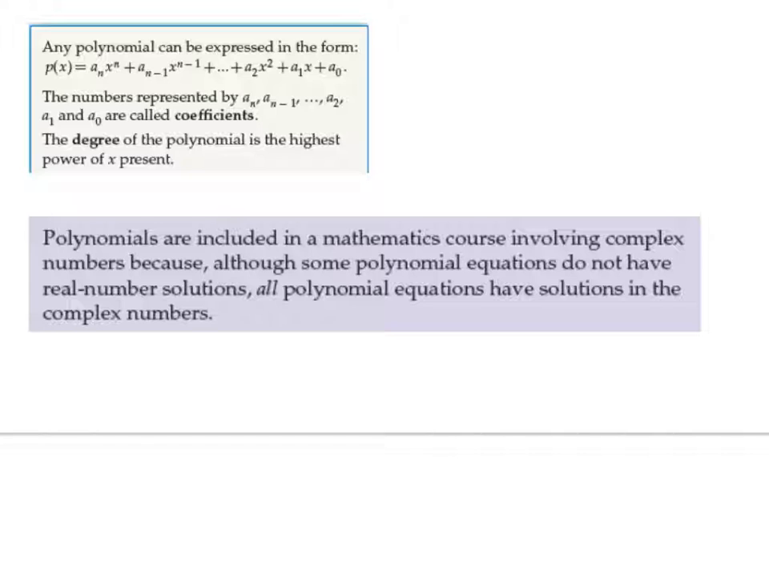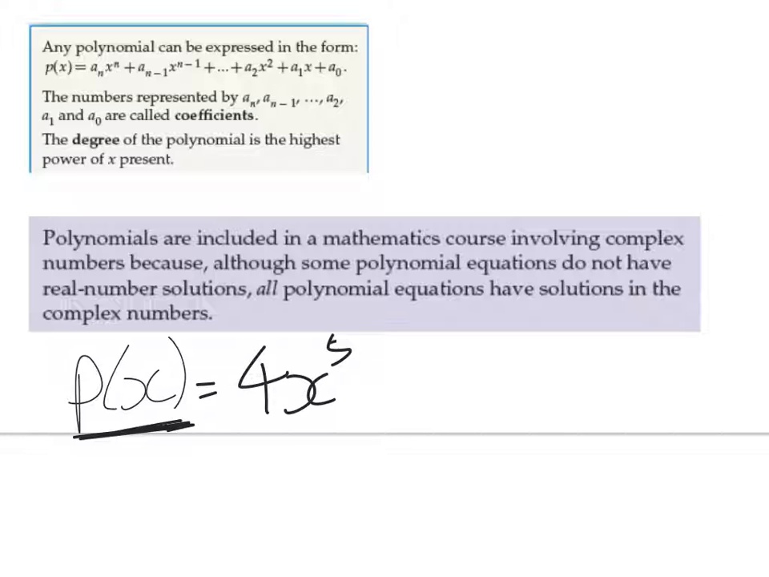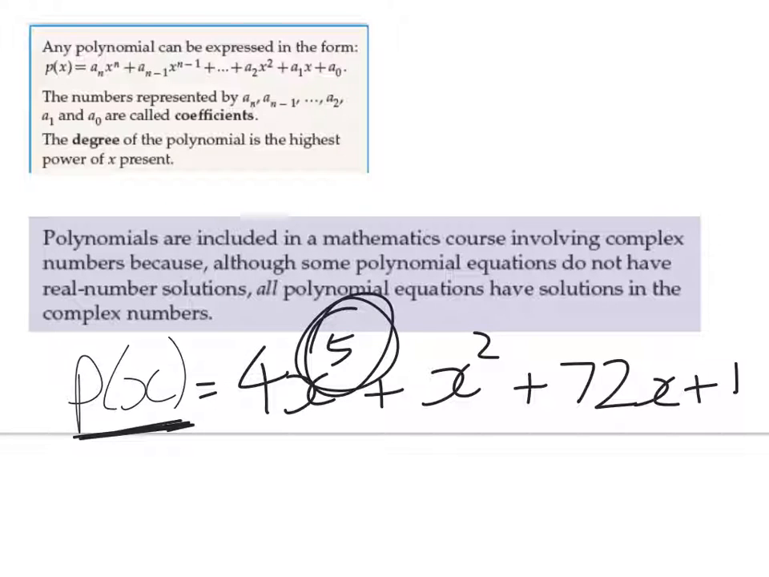Okay, so just a bit of notation first. We're working with polynomials in this part of the topic, and we're going to write any polynomial as p of x. Now, that notation is going to be useful to us later, so I want you to start getting used to that. So an example of a polynomial would be this function here, 4x to the power of 5 plus x squared plus 72x plus 1, and we say that that polynomial has got degree of 5, okay, because we look at the highest power of x that we've got there.